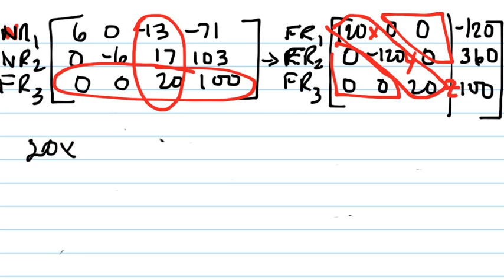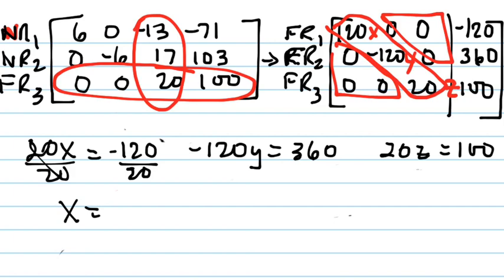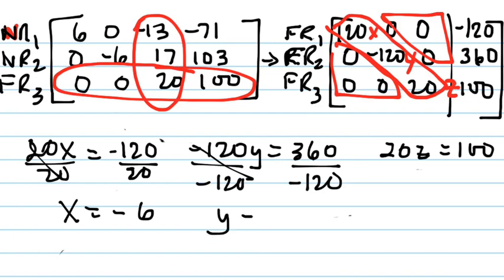So it's 20 x's equals -120. It's -120 y's equals 360. And it's 20 z's equals 100. Solve the first one by divide by 20, which gives you x equals -6. Solve the next one by dividing by -120, which gives me y equals -3.